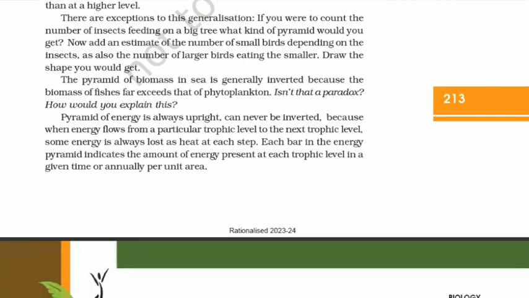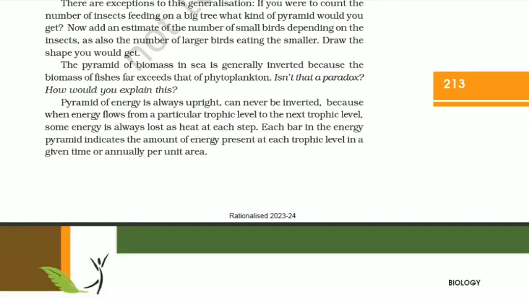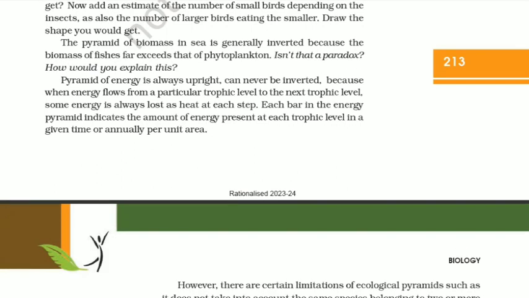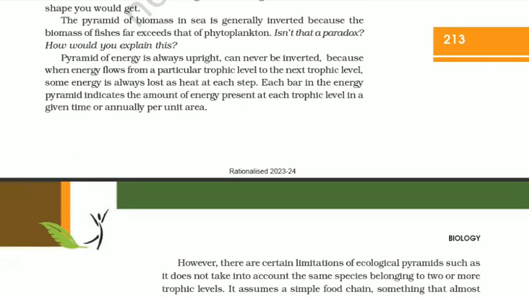If you were to count the number of insects feeding on a big tree, what kind of pyramid would you get? Now, add an estimate of the number of small birds depending on insects, as also the number of larger birds eating the smaller. Draw the shape you would get. The pyramid of biomass in the sea is generally inverted because the biomass of fishes far exceeds that of phytoplankton.